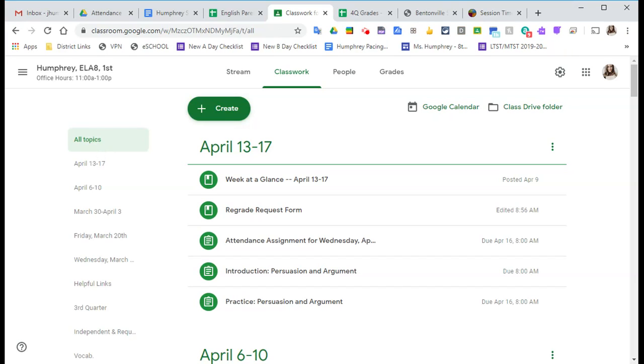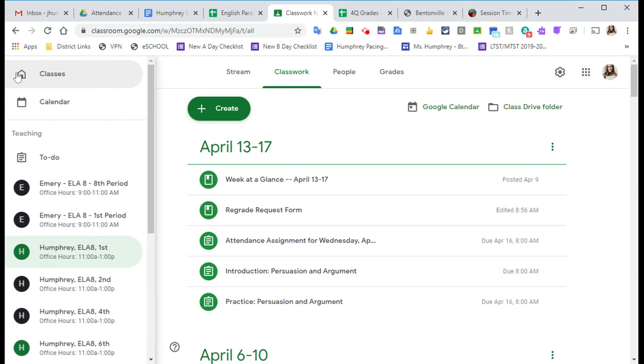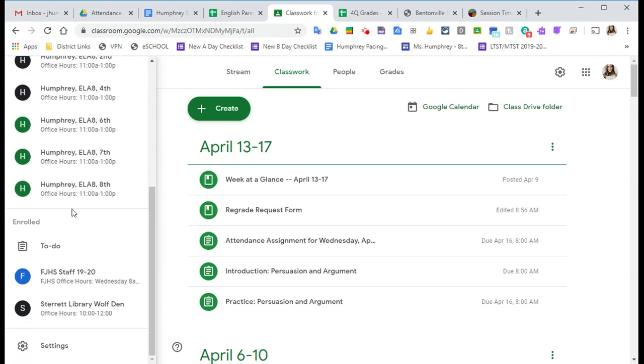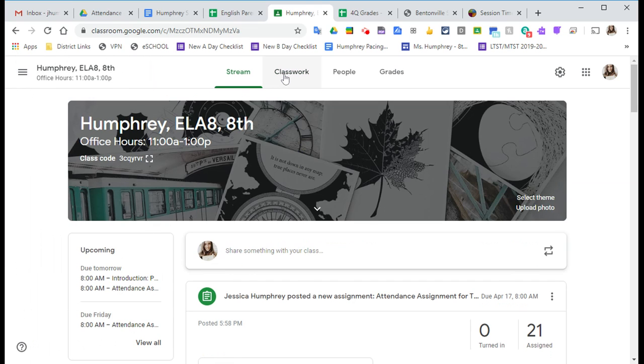So a couple of things for this week. I know I didn't have a video up last class because I was having technical difficulties, and I have a loaner laptop now, so I can talk you guys through a little bit of what we've been doing this week. I'm gonna use 8th period's class because they have everything in it.